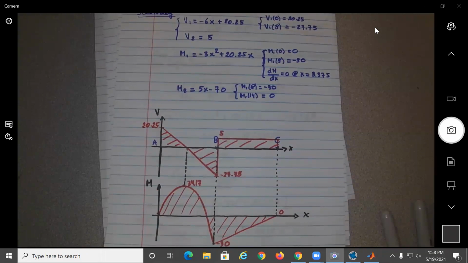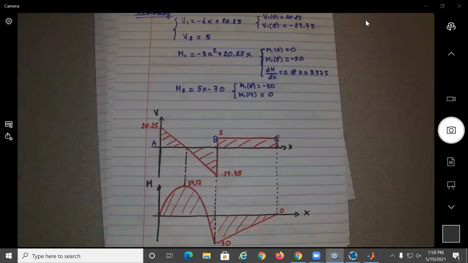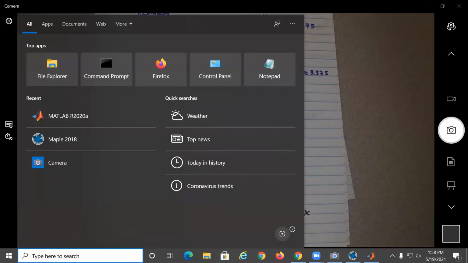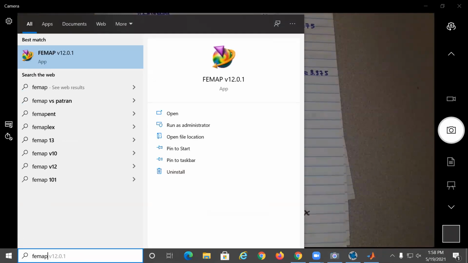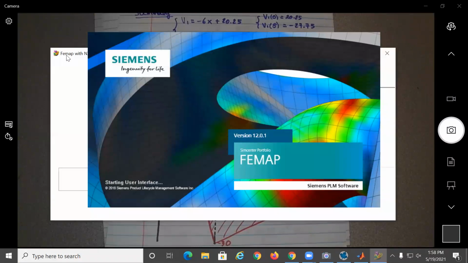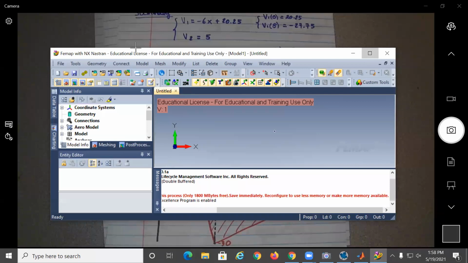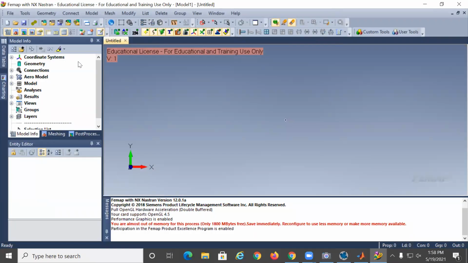Okay, so in order to do that, we're going to use FEMAP, which I don't think you have used before. If you have, that would be great. But you type over here FEMAP. This is a finite element program. So this is the program.